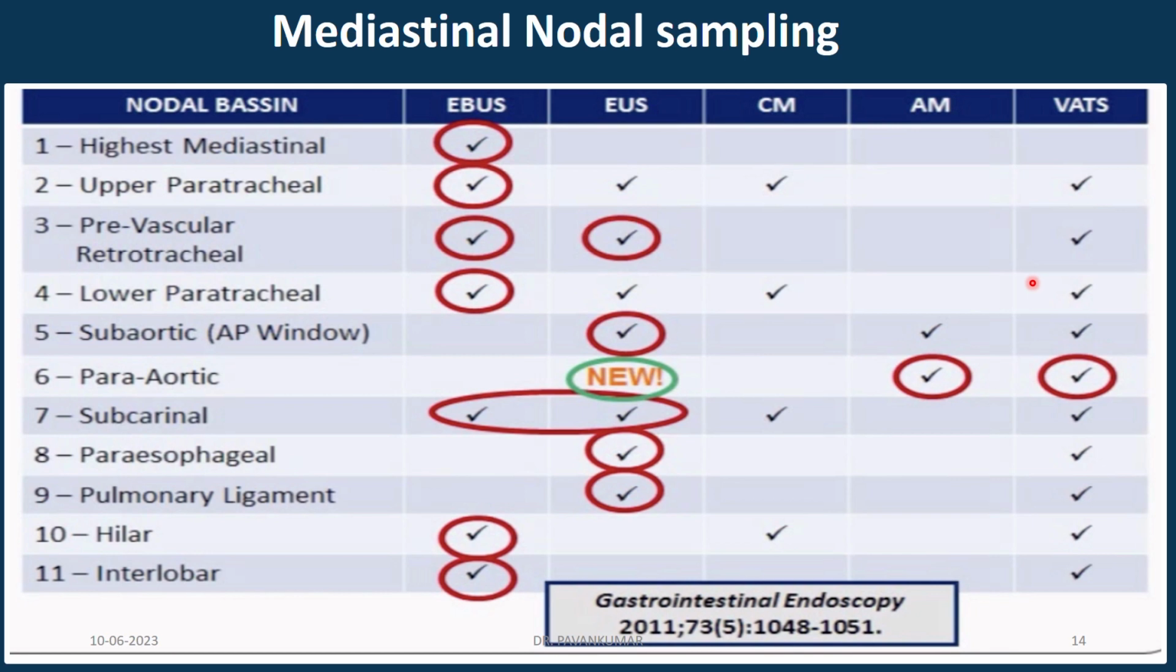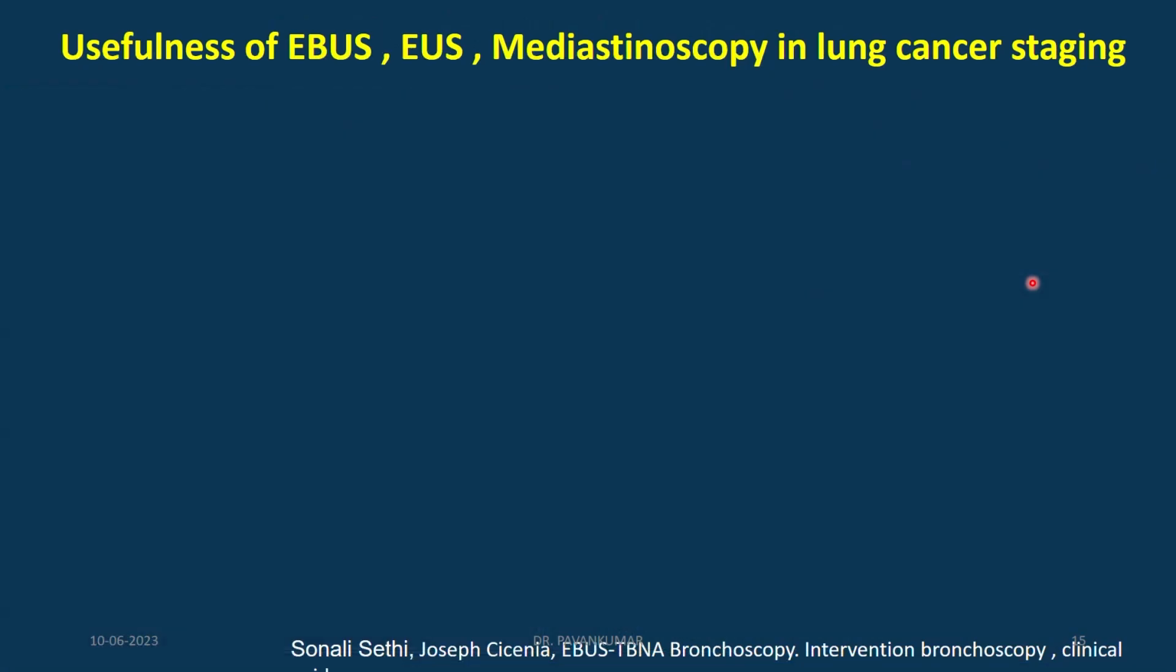Hence, we look at EBUS and EUS as primary modalities of staging of lung cancer rather than VATS or mediastinoscopy. Anterior mediastinoscopy has a special role because station 5 and 6 are blind spots for EBUS. With EUS guidance also, it may become difficult because you sometimes have to traverse blood vessels. Hence, you can look at anterior mediastinoscopy in special situations like station 5 and 6.